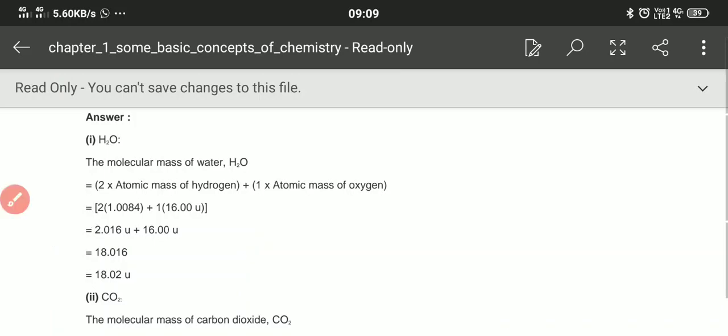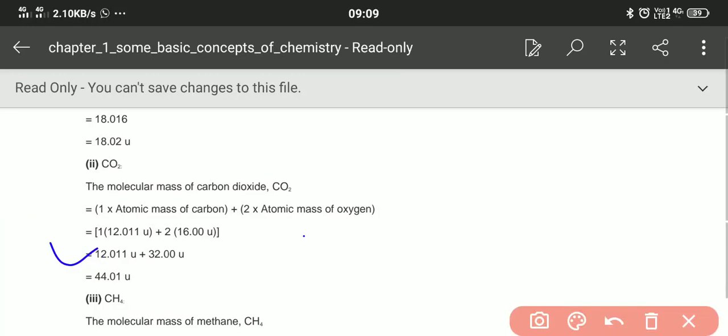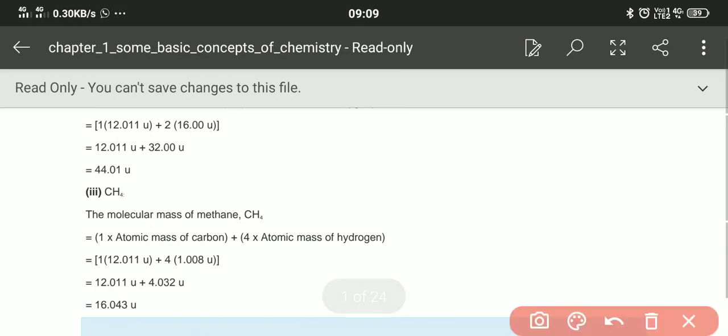Now next, carbon dioxide. In which we have to take 1 into mass of carbon plus 2 into mass of oxygen. We know the mass of carbon, that is 12.011 u, and mass of oxygen is 16. So 16 multiplied by 2 we get 32. So mass of CO2 is 44.01 u. Now CH4. So 1 into mass of carbon plus 4 into mass of hydrogen, we get 16.043 u.